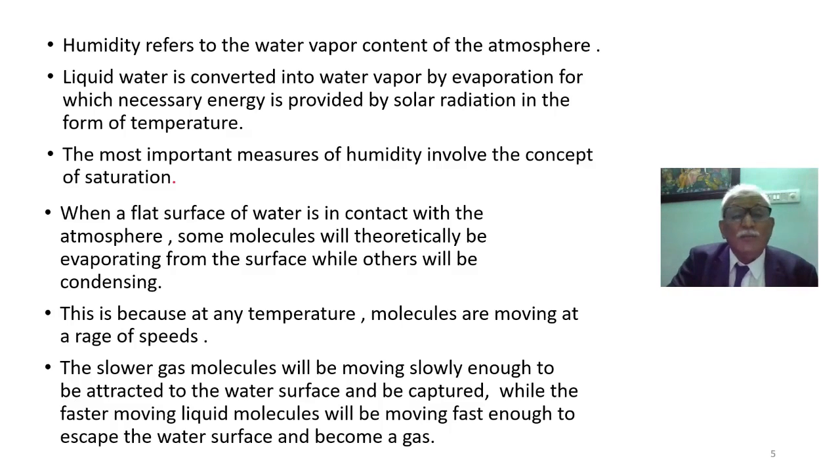Now, the most important measures of humidity. In the basics of agrometeorology, on my YouTube channel, I told about the measures and types of humidity. There I defined absolute humidity, specific humidity, mixing ratio, and relative humidity. Relative humidity is defined as the ratio between the amount of water vapor present in the atmosphere and the amount of water vapor required for saturation. Like that, the measures of humidity I had given there.